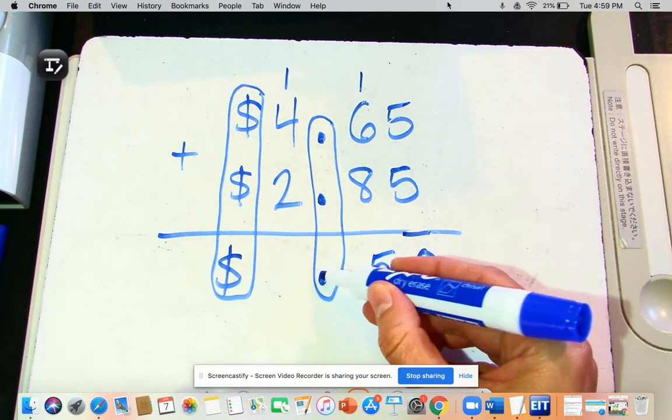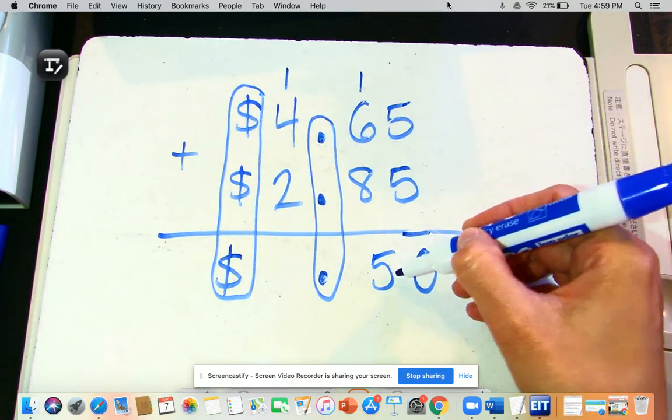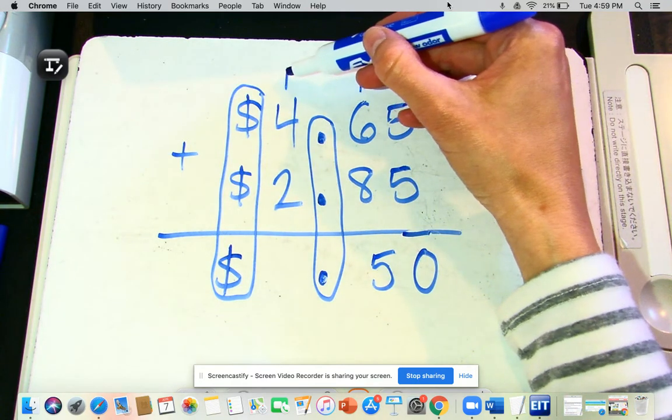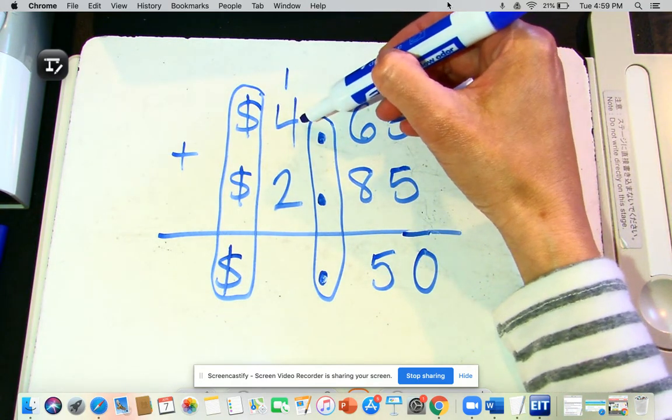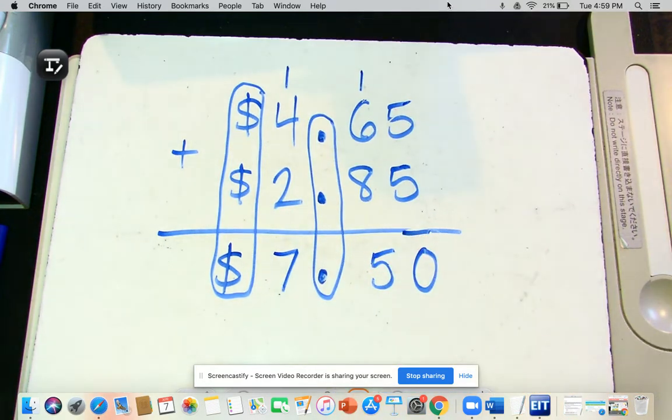And we've already got our decimal point here. So we renamed it as 10 and 5 tens, or $1, because a dollar is 100 cents. 4 plus 2 is 6, plus 1 more is 7. And there we go, $7.50.